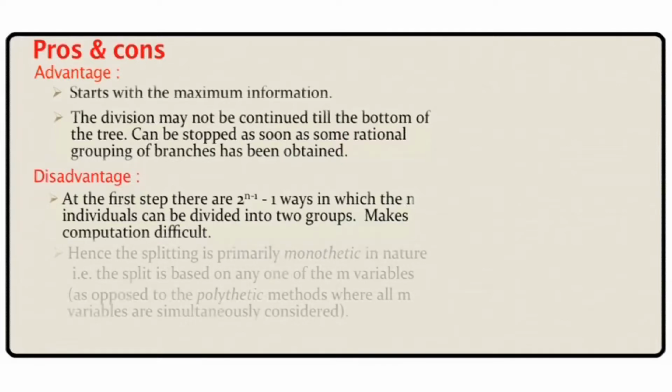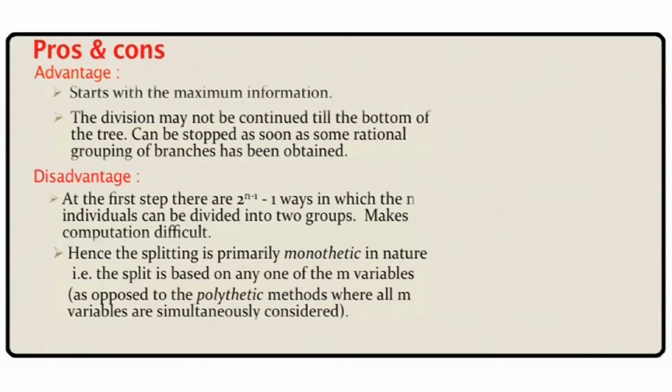The other is, because of this disadvantage, what we do is we split the variables in terms of one of the m variables. So we split individuals not in terms of the whole vector, but in terms of a single variable, and we refer to this as the monothetic method. As opposed to the monothetic method, we have what is referred to as the polythetic method, where we use all m variables simultaneously.